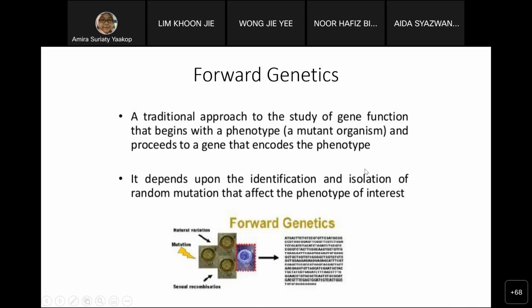Meaning you see the changes, then you study the genetic modification that happened. So it depends upon identification and isolation of random mutations that affect the phenotype of interest. You don't control it. It happens naturally. Alright, so that is forward genetics.